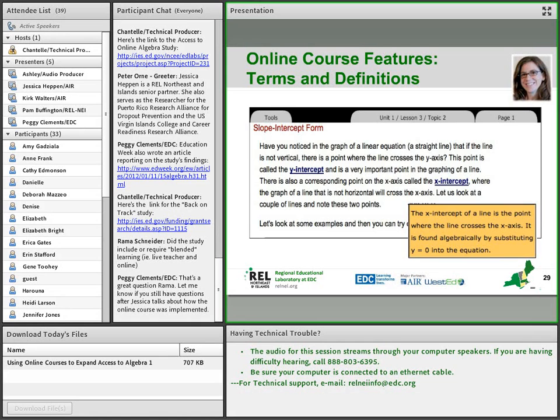So I'm just going to show some screenshots to illustrate some of the online course features. The course was text-heavy, as many online courses are, with a look and feel like an electronic textbook, essentially, with some interactive features and embedded formative and summative assessments on which students got immediate feedback. So here you see some course content on slope-intercept, which happens to be, if you look at the gray tab in the middle of the screenshot, Unit 1, Lesson 3, Topic 2.